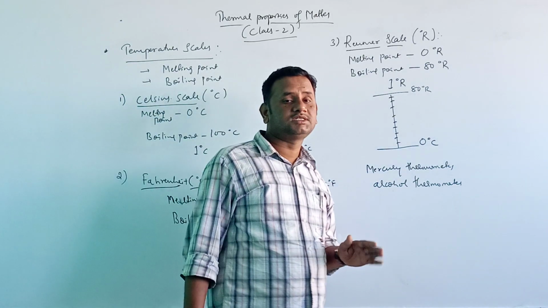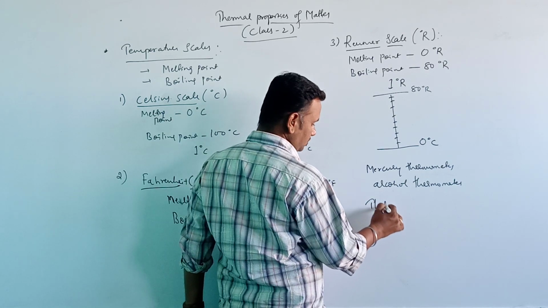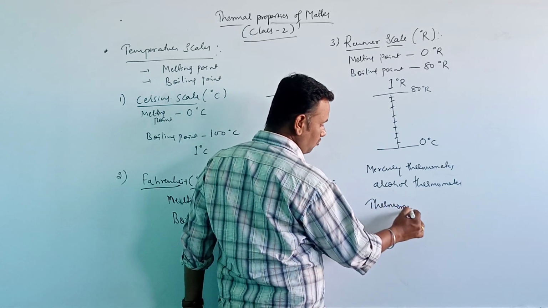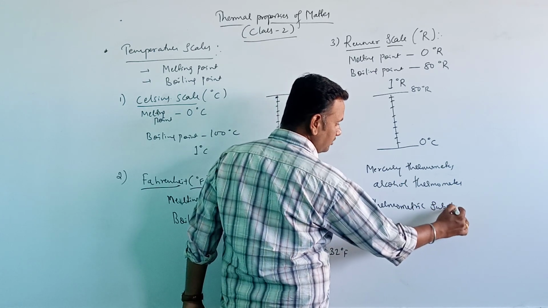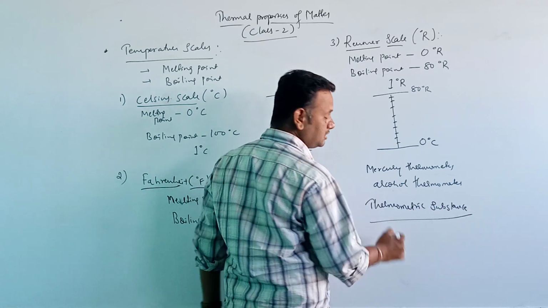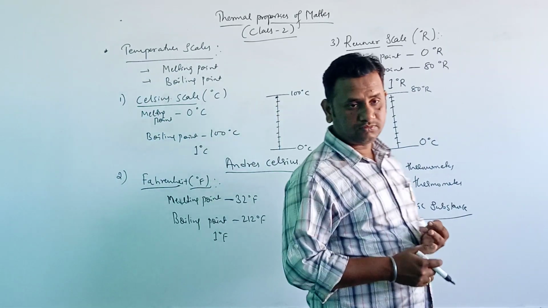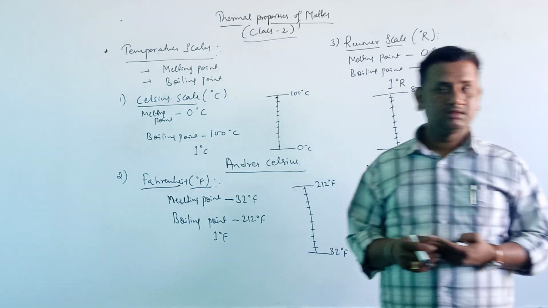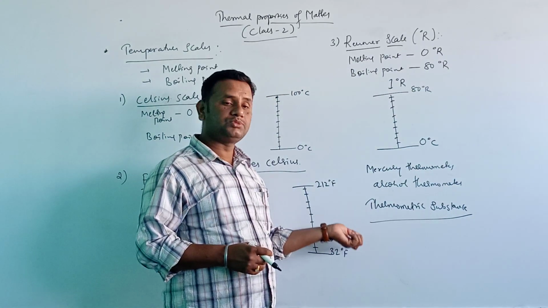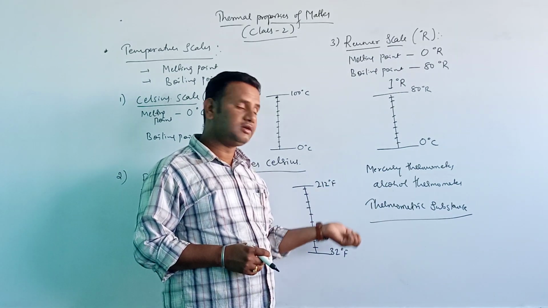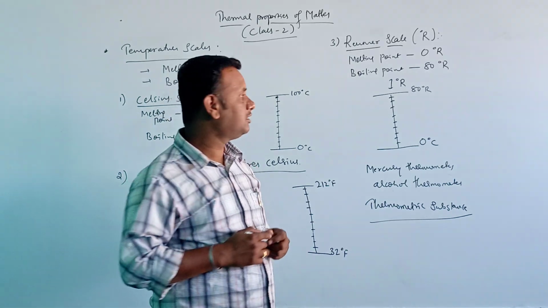Such substances are called thermometric substances, where the substances change their properties like pressure, volume, length and so on. So, these substances which change their properties with a rise in temperature are called thermometric substances.